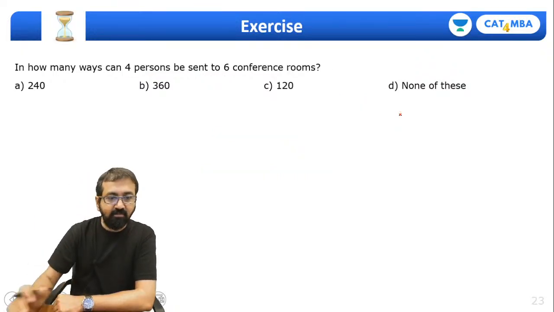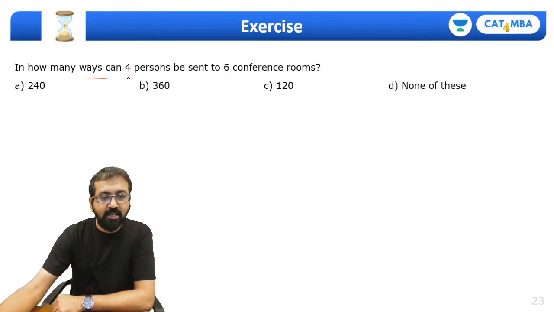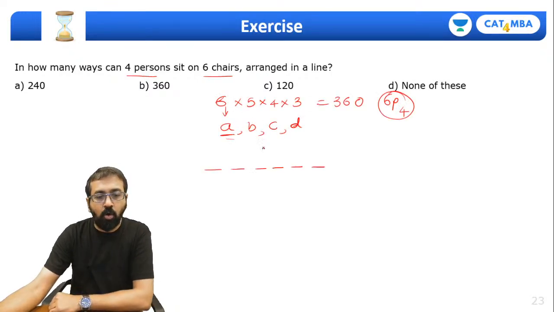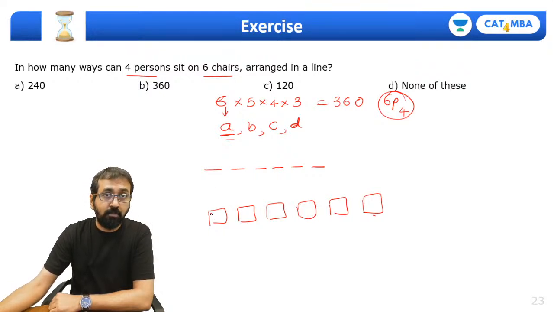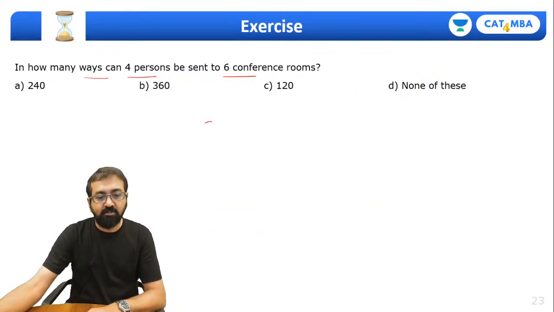Fine. So in the same way, let's look at this question. In how many ways can 4 persons be sent to 6 conference rooms? Now, what is the difference between arranging 4 people on 6 chairs and sending 4 people to 6 conference rooms? What is this difference? Can I say in a conference room more than one person can go, but on a chair only one person can sit, right?